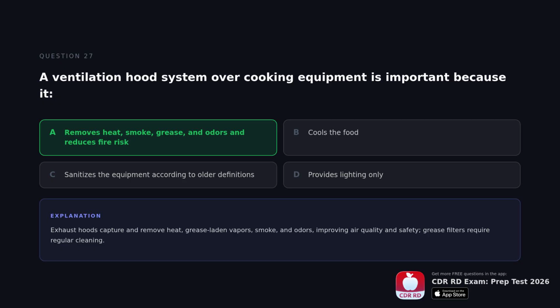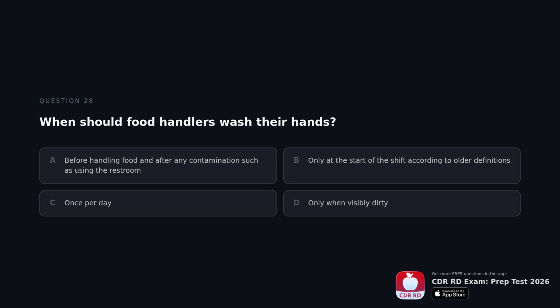The correct answer is removes heat, smoke, grease, and odors and reduces fire risk. Exhaust hoods capture and remove heat, grease-laden vapors, smoke, and odors, improving air quality and safety. Grease filters require regular cleaning. When should food handlers wash their hands?